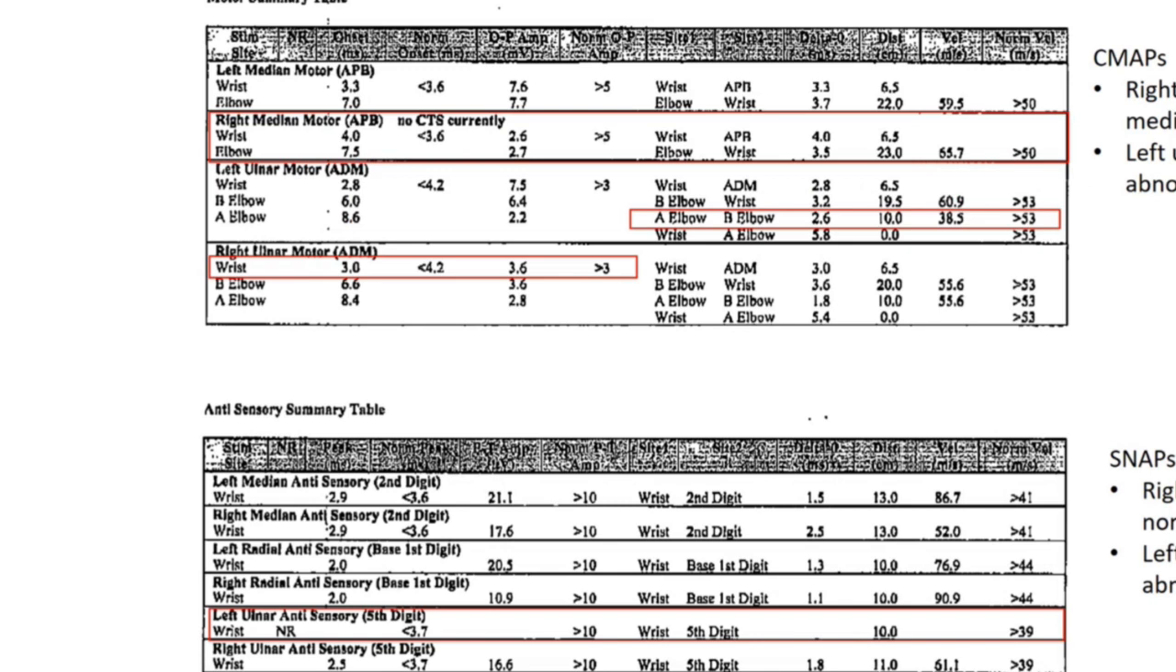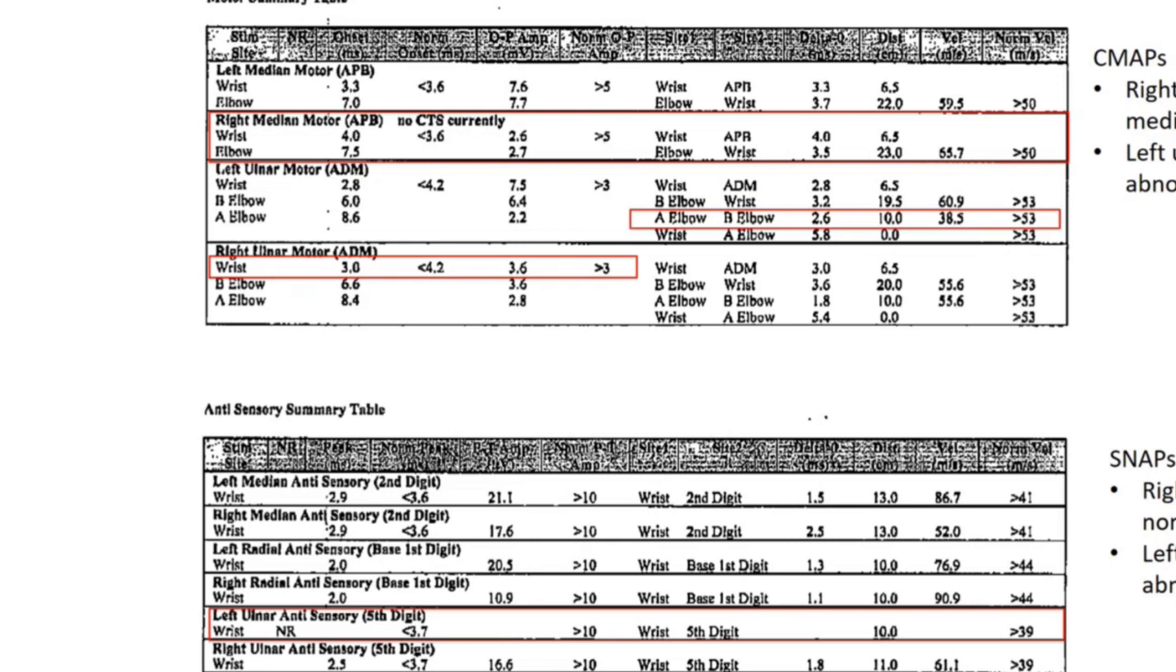Starting out, we're going to look at the motor conduction. So we're looking at CMAPs here. We're not going to look at the waveforms. We're just going to look at the values. And you can see that they've measured the median nerve and the ulnar nerve. When they measured the median nerve, it was just like in the diagram that we looked at. So they're looking at the abductor pollicis brevis, and they're stimulating at the wrist and the elbow. And the reason for that, again, is that it allows us to determine the velocity with a compound motor action potential.